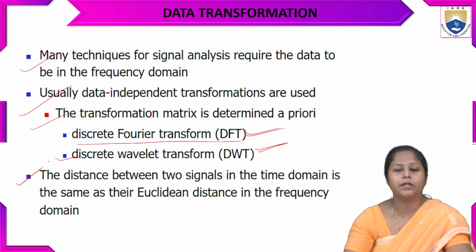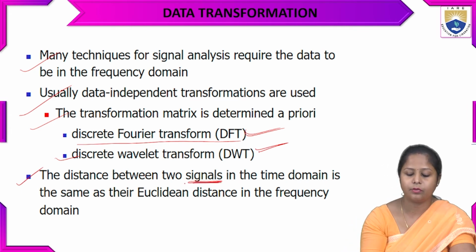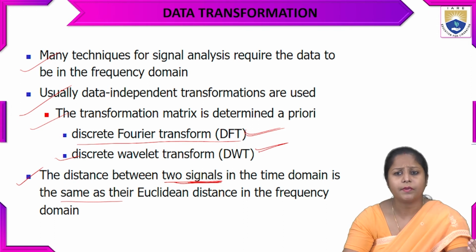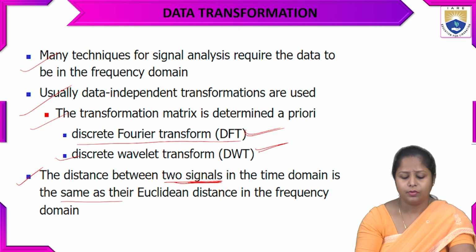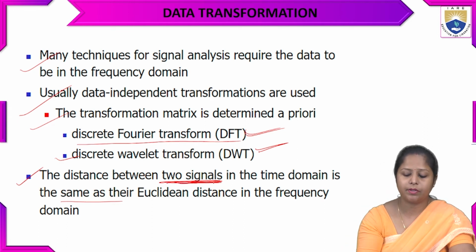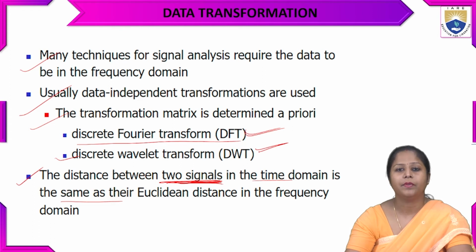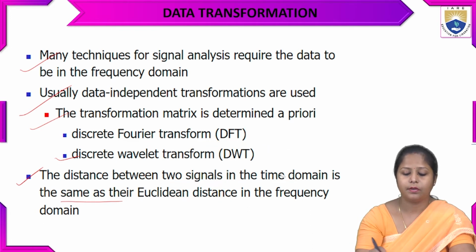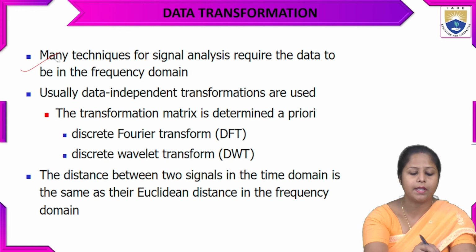Also, the distance between the 2 signals in the time domain is the same as their Euclidean distance. So while we are doing the data transformation, we need to calculate the distance between the 2 signals. The distance between the 2 signals in the time domain is the same as their Euclidean distance, also in the frequency domain. So this was the transformation of the time series data.